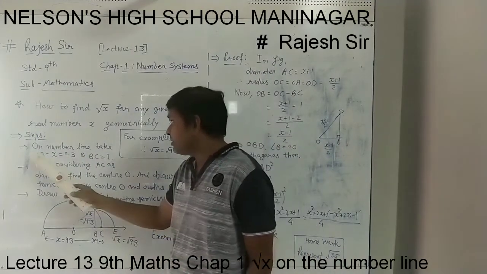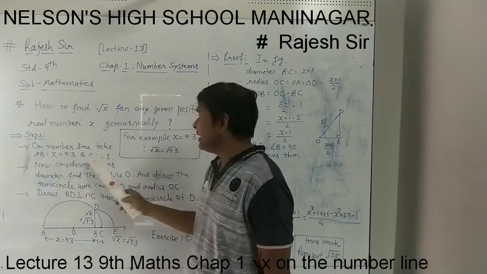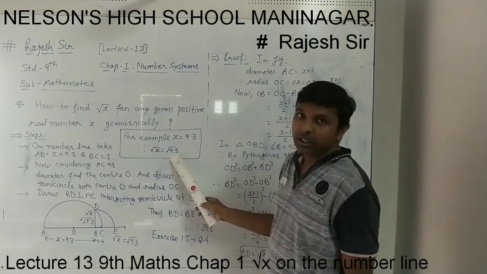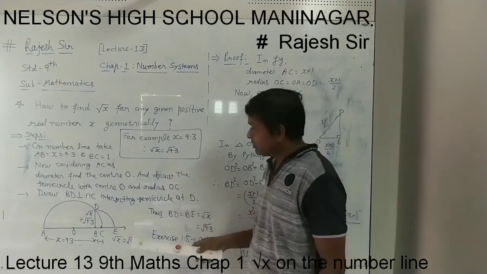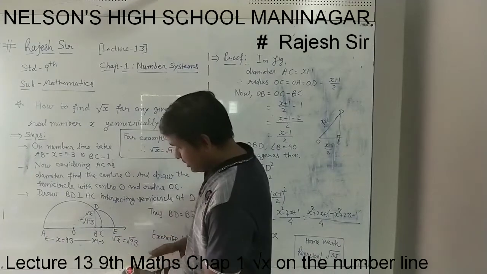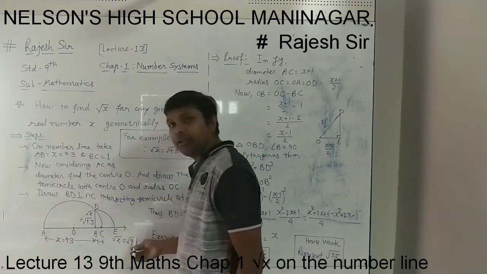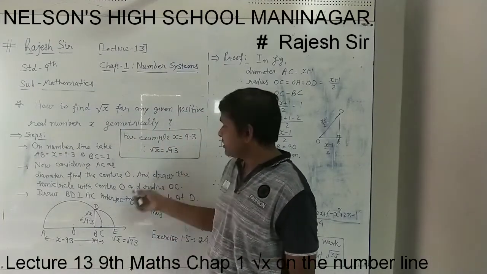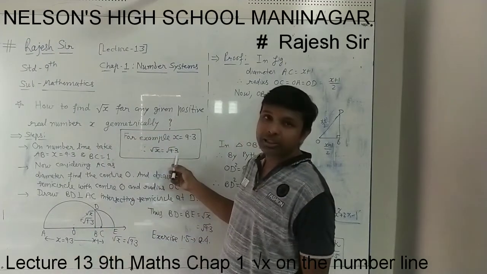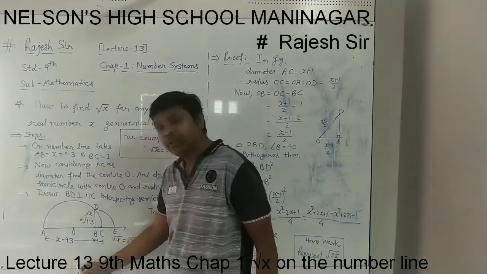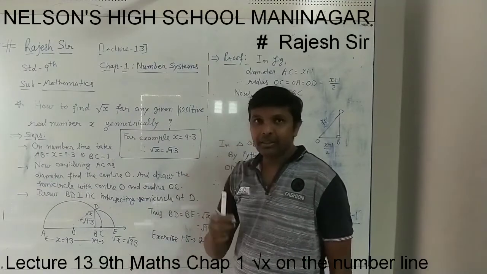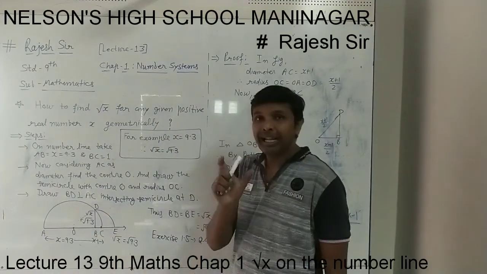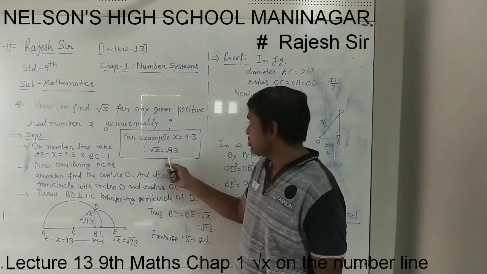So the first step: on the number line, take AB equal to x equal to 9.3. Whatever the value of x is given, here 9.3, that measure of length we have to draw as AB. First draw the number line. Then AB is of length x. Here x equals 9.3, so we will draw 9.3. In centimeters you can take this length from your scale. How much AB do you draw? Of 9.3 length, because x equals 9.3.